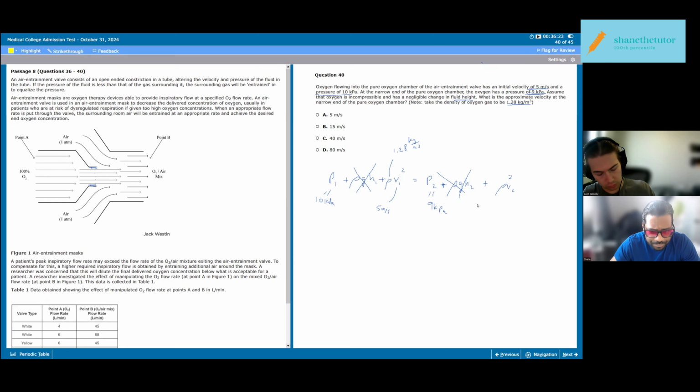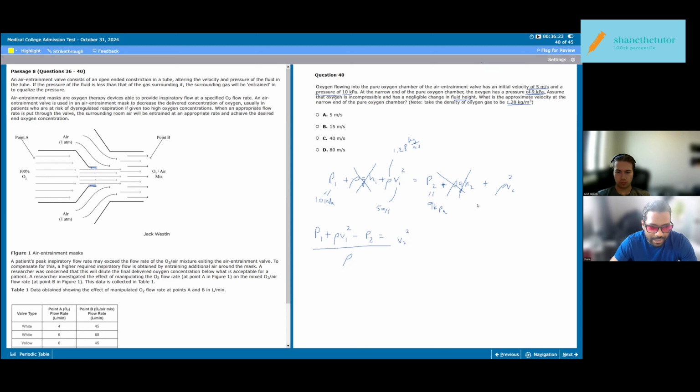So we can have P1 plus rho V1 squared minus P2 is equal to rho V2 squared. I can just divide by rho to get V2 squared, and then I would just take the square root of this. Now I would plug it in.